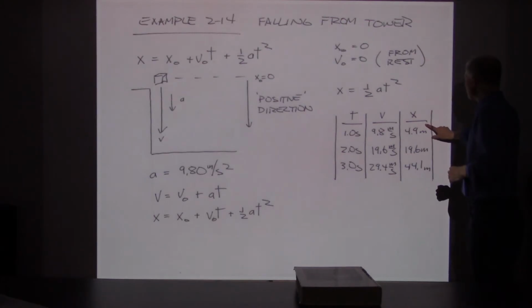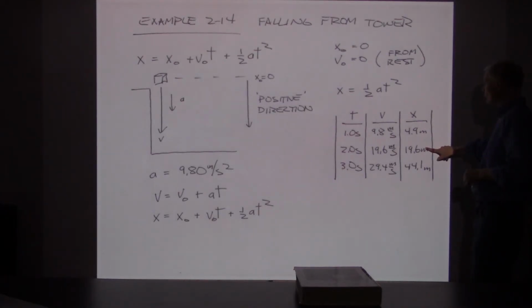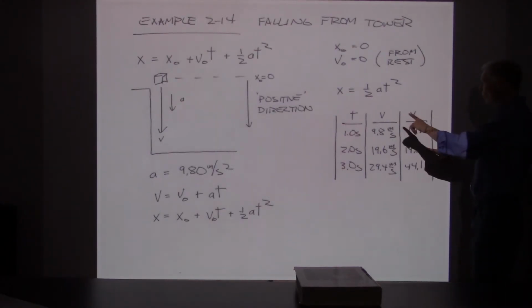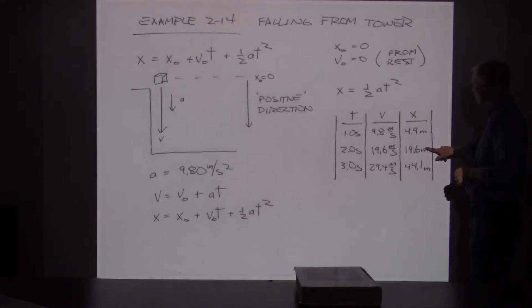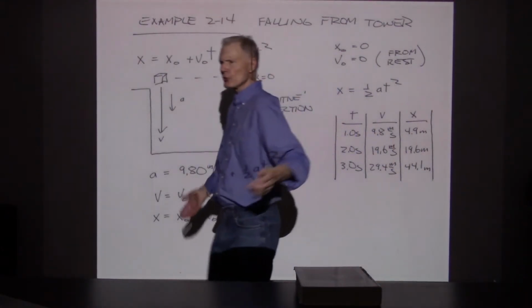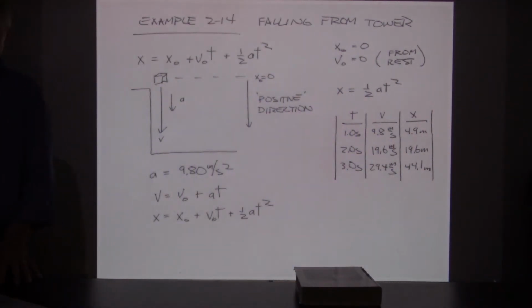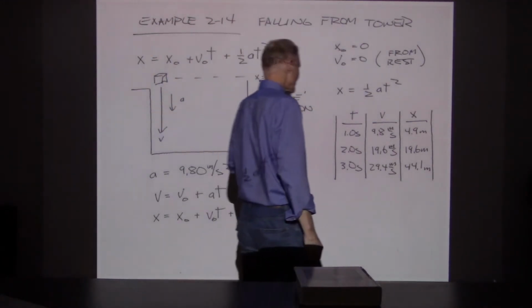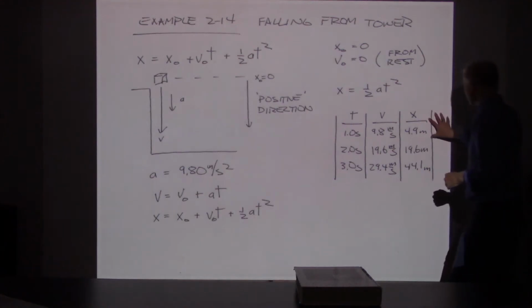Now, what about position? What about displacement? So during the first second, I have traveled 4.9 meters, but look, I've traveled farther between the first and the second mark, and then I've traveled even farther. Why is it that I just keep traveling larger and larger distances? That's because I'm accelerating. If I were going at constant velocity, all those intervals would look the same, but I'm not going at constant velocity. This object is accelerating. And so the distances, you can see, are getting larger and larger.